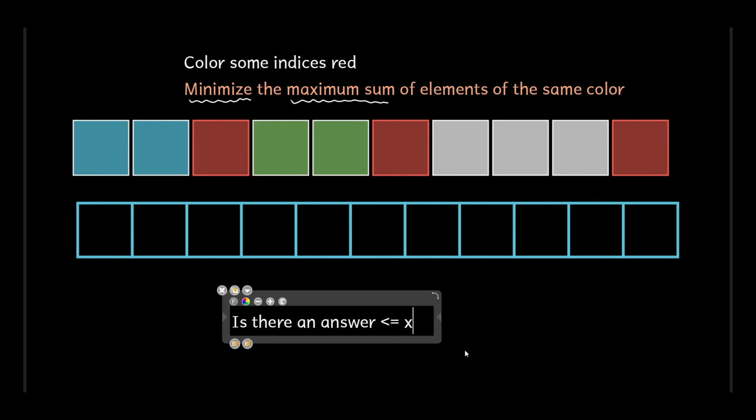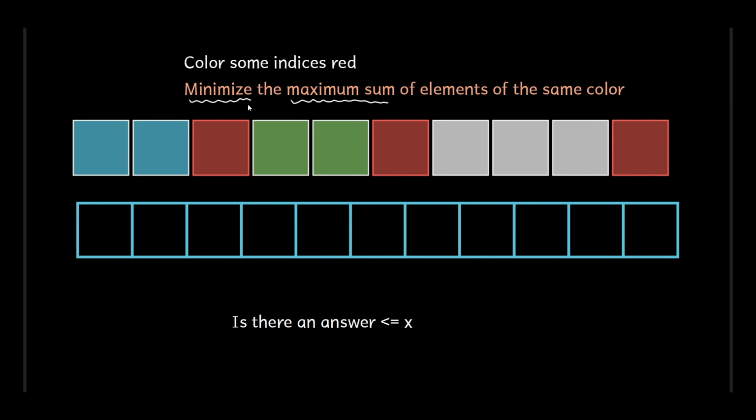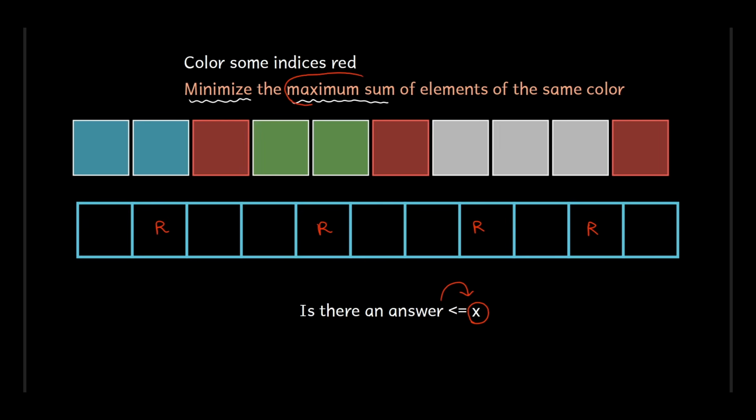This means that instead of trying to minimize or maximize something, let's solve a simpler version of this problem. That is, is there a way of placing the barriers at several locations, here, here, here, and let's say here, such that the sum of all the elements is less than or equal to x? Because if the sum of all the elements of each color is less than or equal to x, it means that their maximum is also less than or equal to x. So we want to answer this question first.